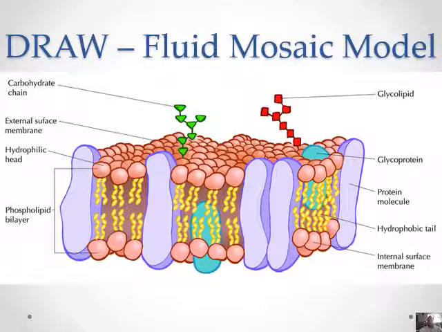So what is important over here is you can see the glycoprotein, the glycolipid on the top right hand corner. There's a protein molecule, hydrophobic tail, internal surface membrane. I don't need you to know that.